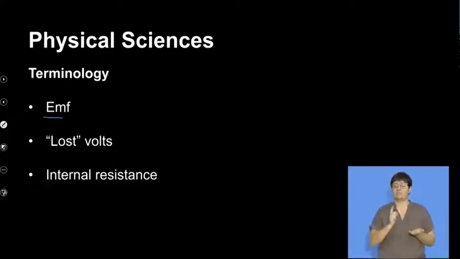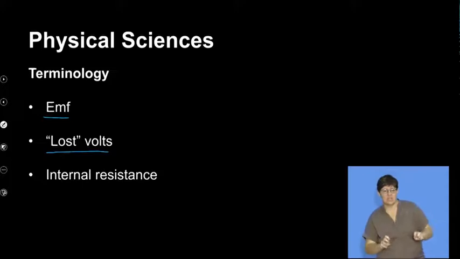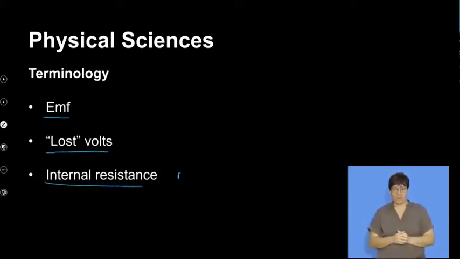Some of the terms I've indicated: we're going to talk a lot about EMF, which is some form of voltage based on the source of energy, which is the battery. We'll talk about the lost volts. Pay attention to how lost has been written. It means that energy cannot be lost. It means there are some implications as far as energy or work done per coulomb of charge. And then our core focus is internal resistance.